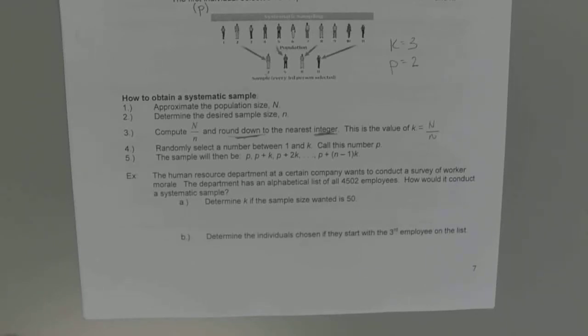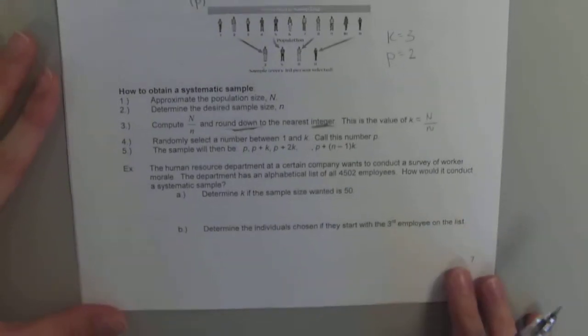And then, of course, at the very end, notice you keep adding K, K, K, K. You keep adding those. At the very end, you have 1 less K than your sample size, all right? So let's see if we can make it work on here.